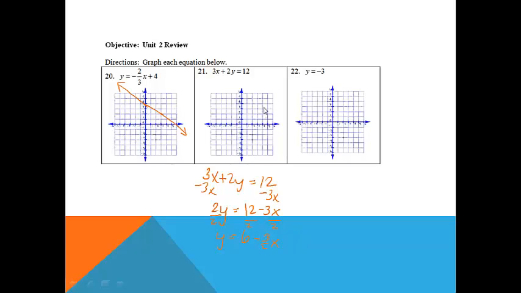So now I'm ready to graph it, so I'll start way up at 6, and then from there I'm going to go down 3 over 2. And then once again, we're just going to go ahead and graph it, and there we go.